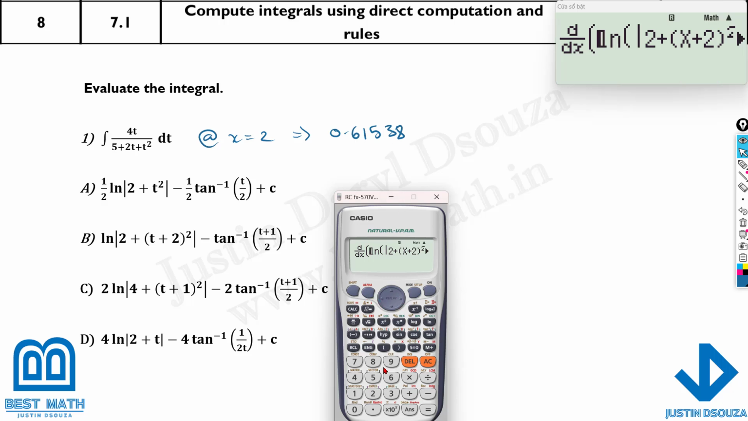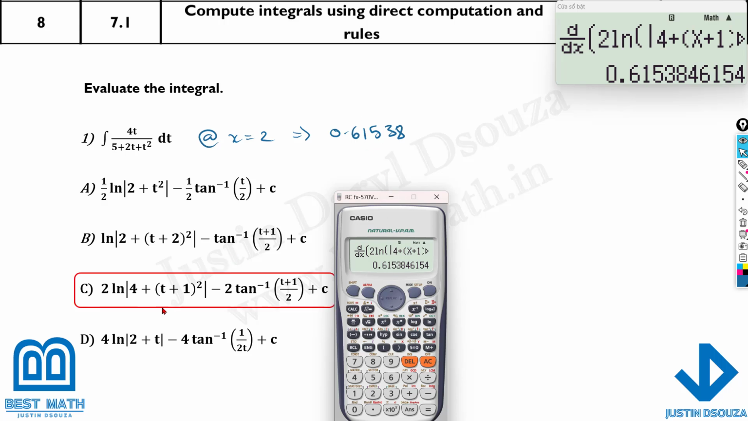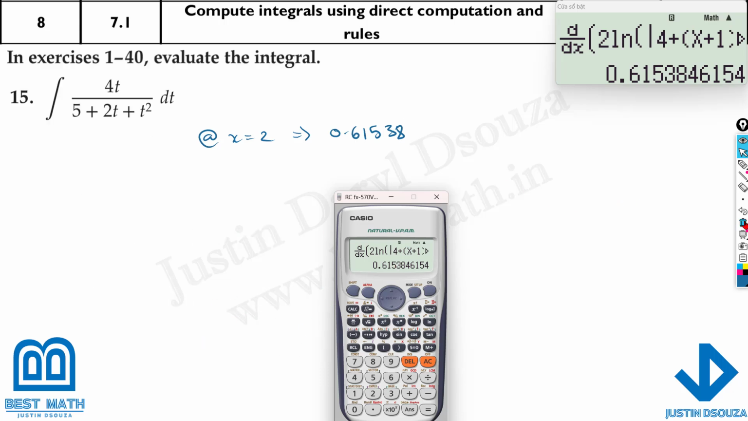Let's quickly try the next one. 2 natural logarithm over here. It's 4 plus x plus 1 the whole squared, and it's minus 2 tan inverse of x plus 1. Yes, that's done. Okay, this is the correct answer. It matches. So it should be option C. We don't need to do the option D. If you do it, it'll be something else as well. So that's how we can easily solve these.